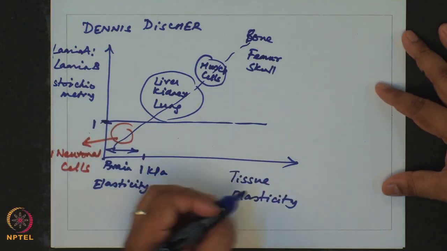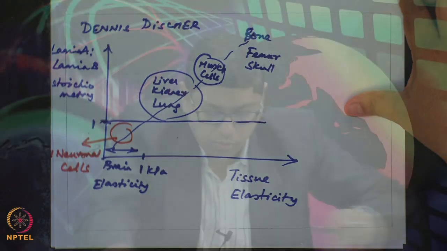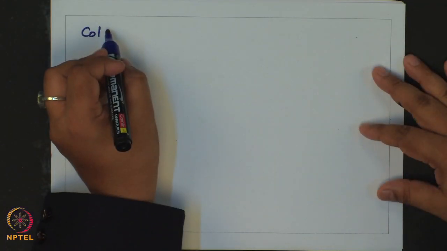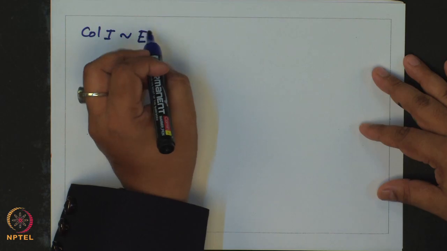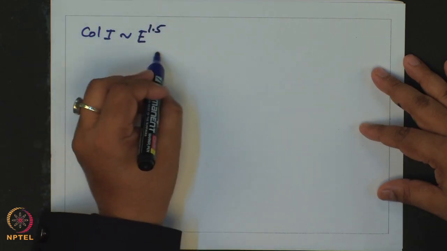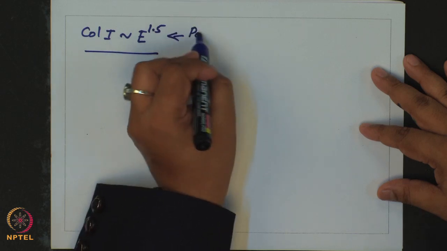Along this, if you also plot how collagen levels scale with tissue stiffness, you would get a scaling relationship of collagen 1 scaling as bulk tissue stiffness to the power 1.5. So, this is called a power law relationship.